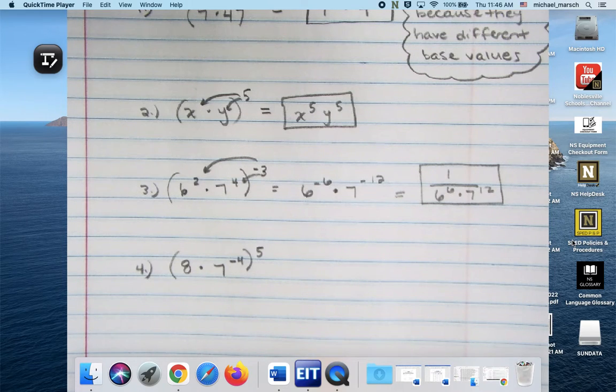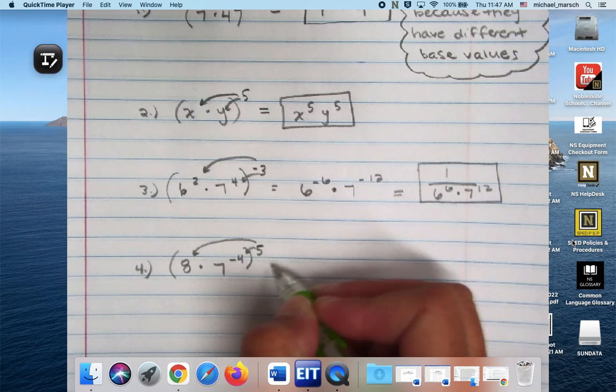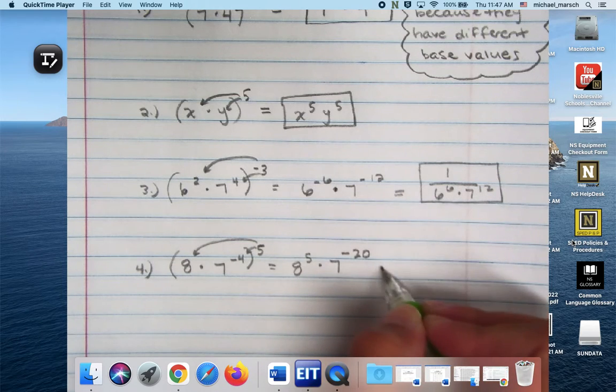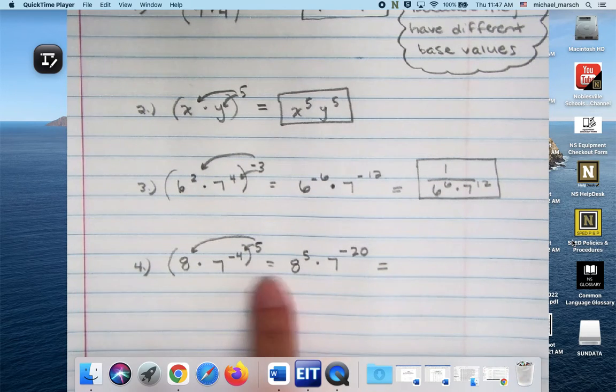Hannah, what am I going to do? It's my first thing I should do. Distribute, good. So I'm going to get 8 to the 5th times 7 to the negative 20th. I know some of you are thinking, well, there's a negative exponent and there's a positive exponent, so what on earth do I do here? Anybody want to subtract? No, I can't do anything like that because they have different bases.